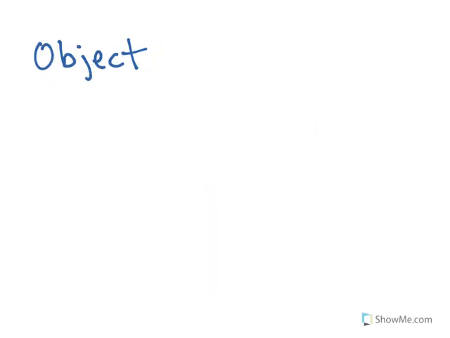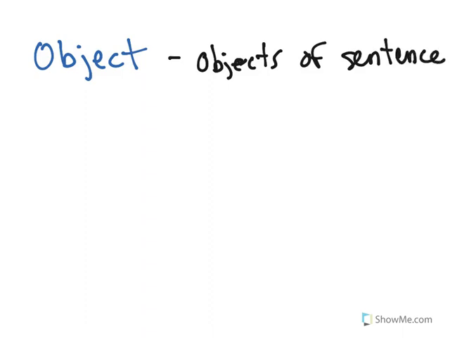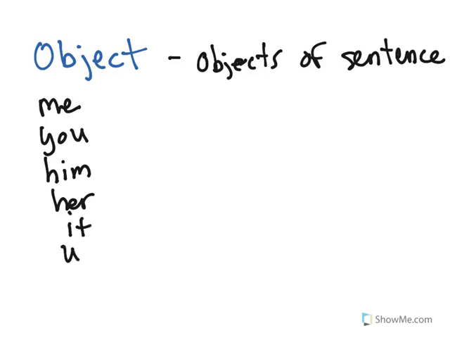Okay, so now let's take a look at object pronouns. Object pronouns, again, this is pretty obvious. Object pronouns are used as objects of a sentence. So any time that you want to replace a noun with a pronoun, and it's in the object position, you're going to use an object pronoun. So the object pronouns are me, you, him, her, it, us, and them.